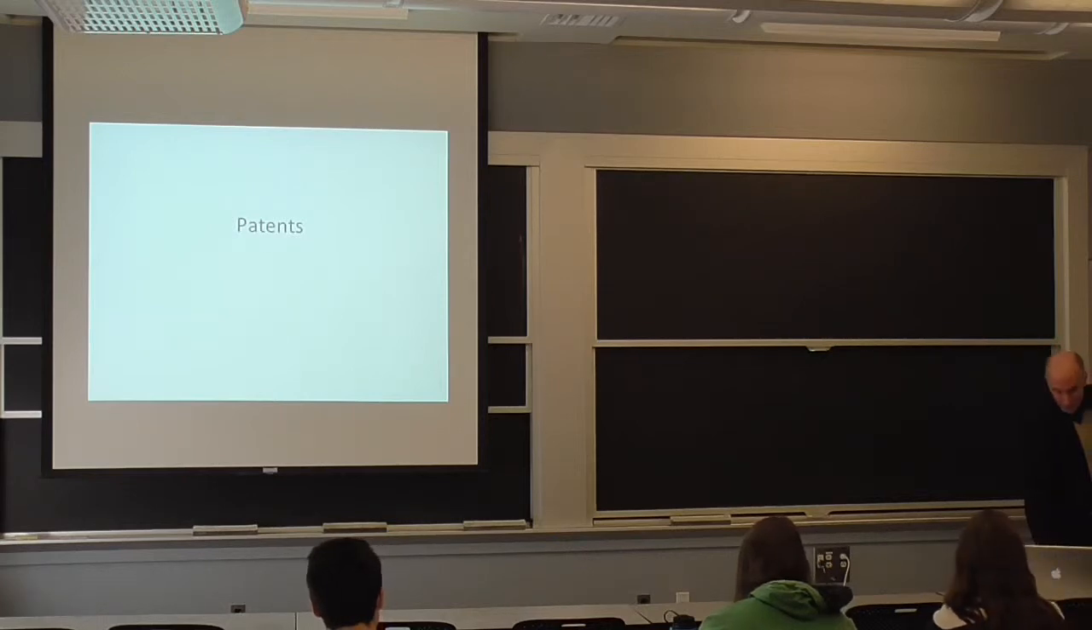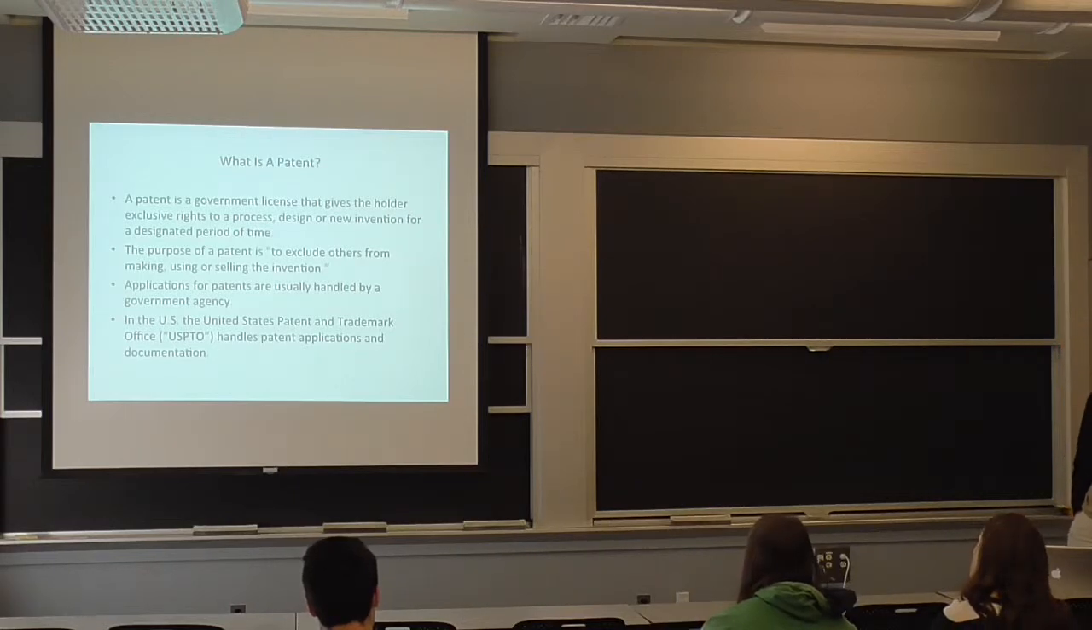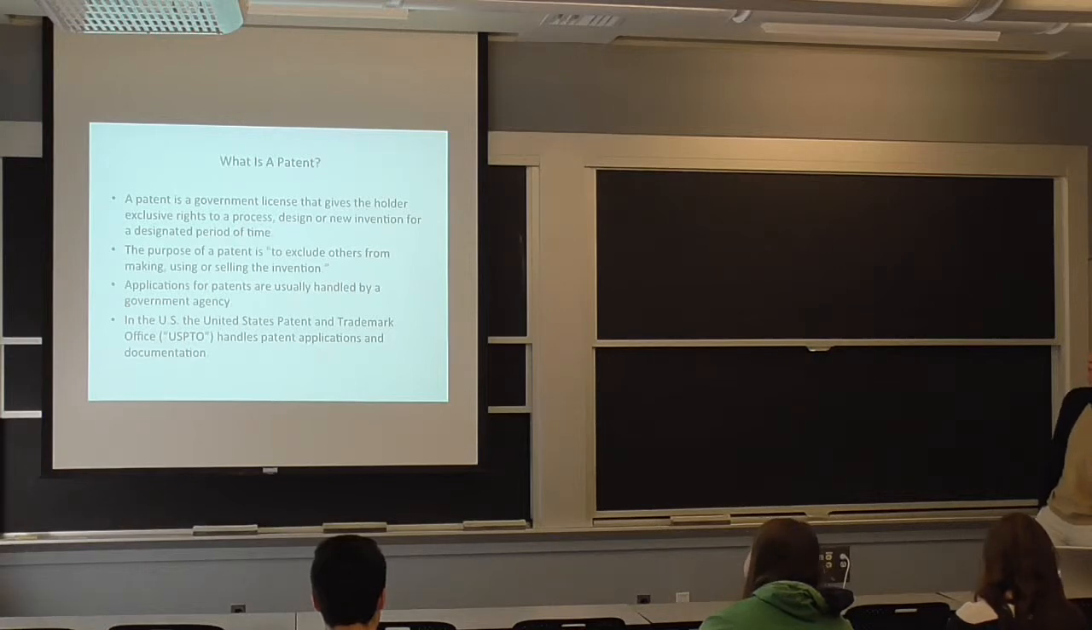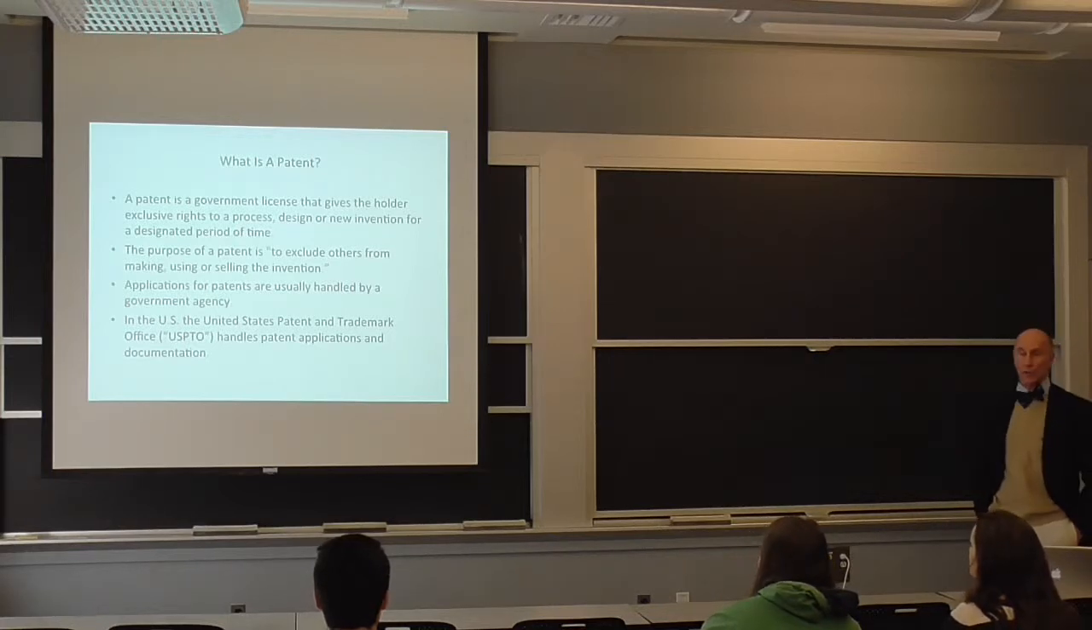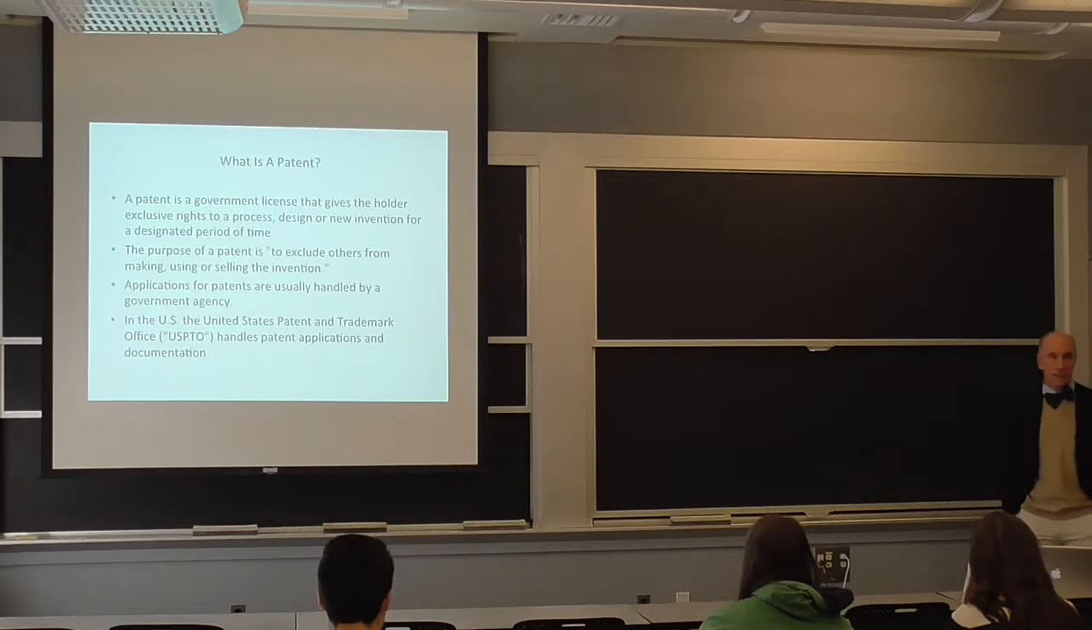we're going to start with patents. What is a patent? A patent is a government license that gives the holder exclusive rights to a process, design, or new invention for a designated period of time. The purpose of a patent is to exclude others from making, using, or selling the invention. Applications for patents are usually handled by a government agency, and in the United States, that agency is the United States Patent and Trademark Office.